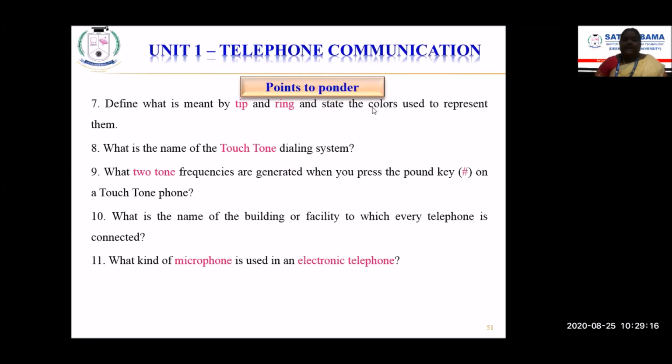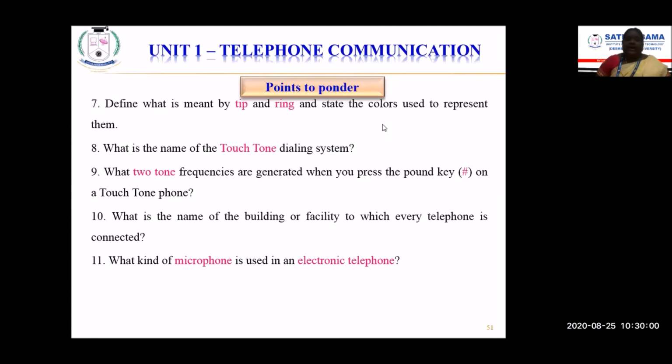Take a snapshot of the second set of questions. What is meant by tip and the ring? In the next class we will discuss in detail. Take the colors used to represent them. What is the color of the tip and the ring? Ring, red and green. Yes. Then tip is for? Red. No, ring is red and the tip is green. You should have it in mind. Ring is red and the tip is green. Yes, very good.